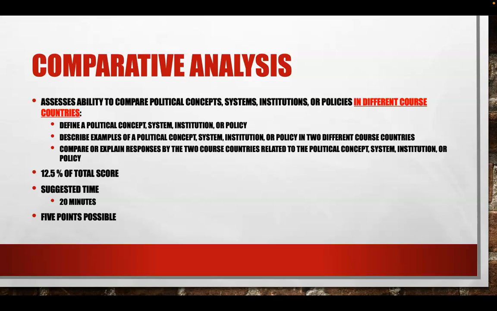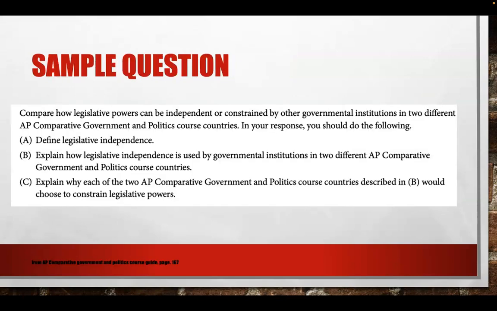Focus on one of the 6 course countries: Iran, Russia, Nigeria, United Kingdom, Mexico, and China. So make sure you're looking at those. Describe examples of a concept and institution within those countries. Look how they're similar, look how they're different. Again, 12.5% of your total score, suggested time of 20 minutes, and a possibility of 5 points. So just like the previous question, you've got 20 minutes to answer. At maximum, you could go over, but it's recommended about 20 minutes to answer that question.